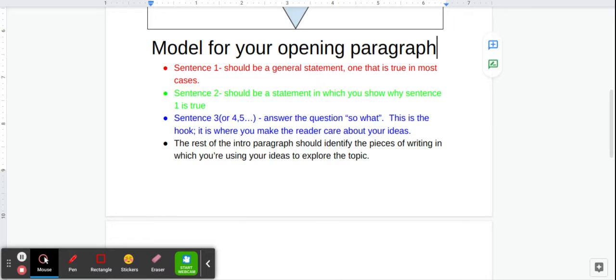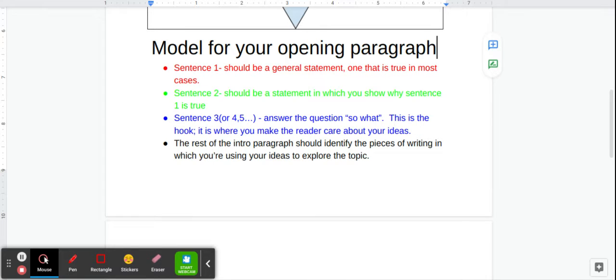And sentence three or four or five, depending on how complex your thesis is, should be your thesis, your hook. That you ask the question, so what? If you can answer the question, so what, you'll make the reader care about your ideas. That's the point of your thesis, sentences three, four, or five.